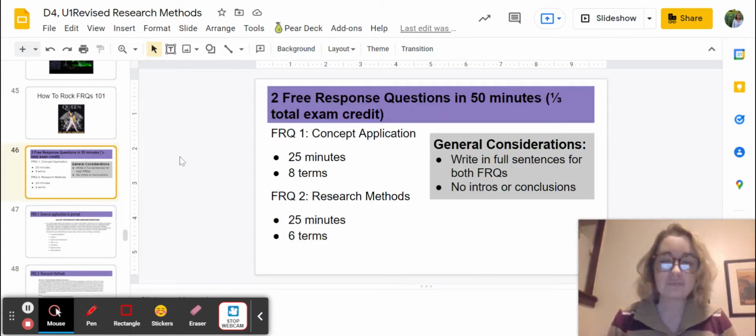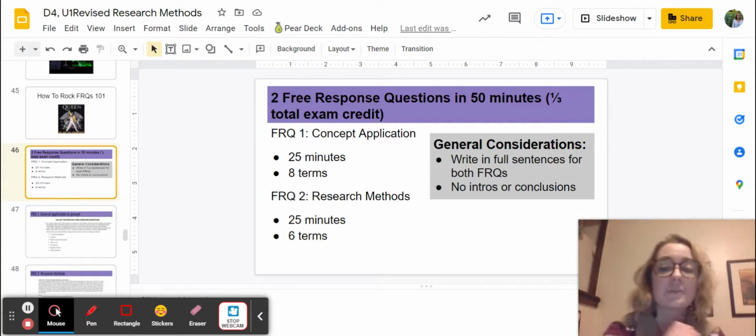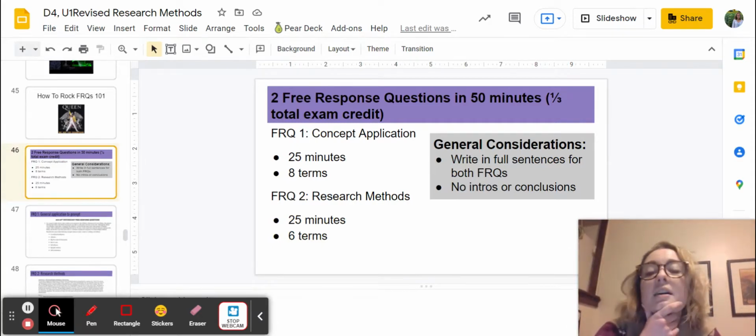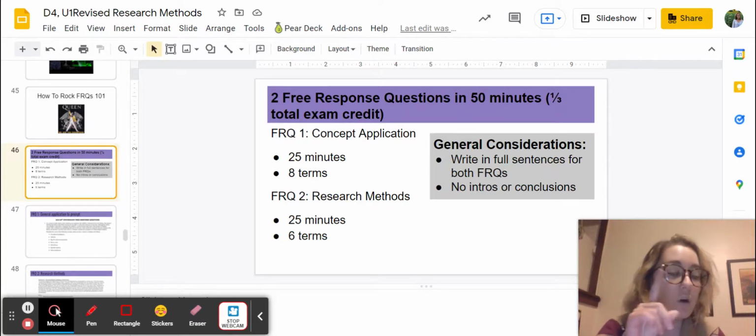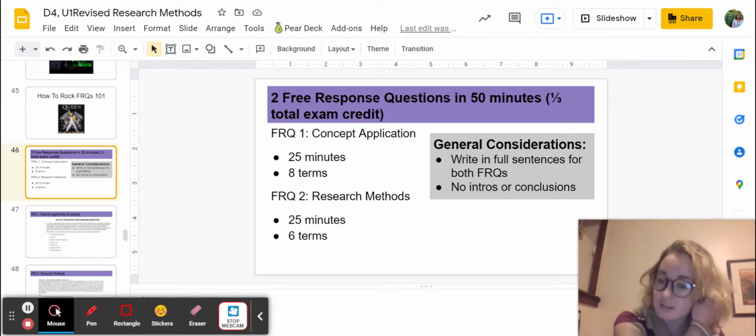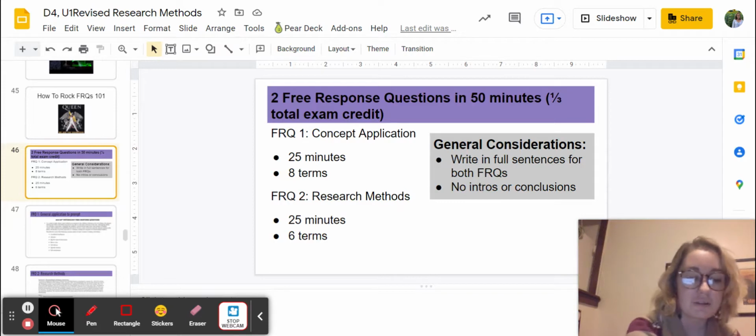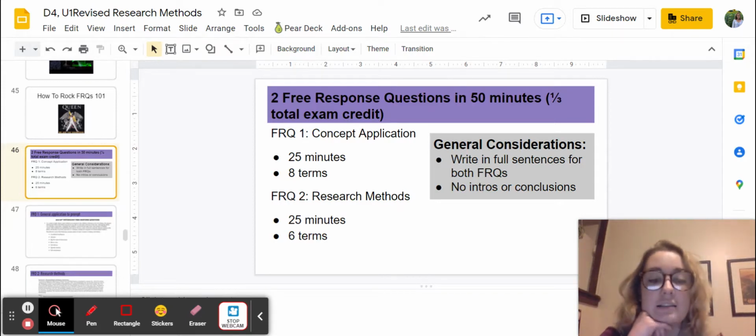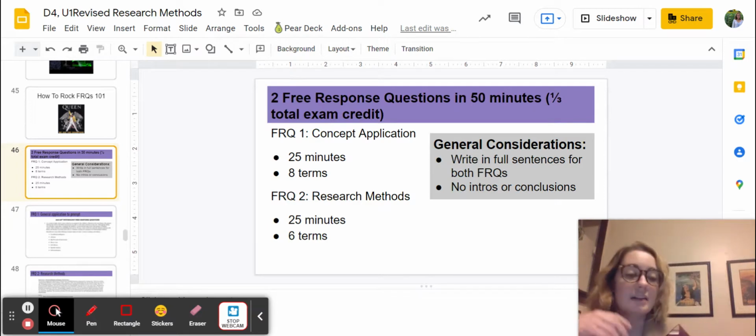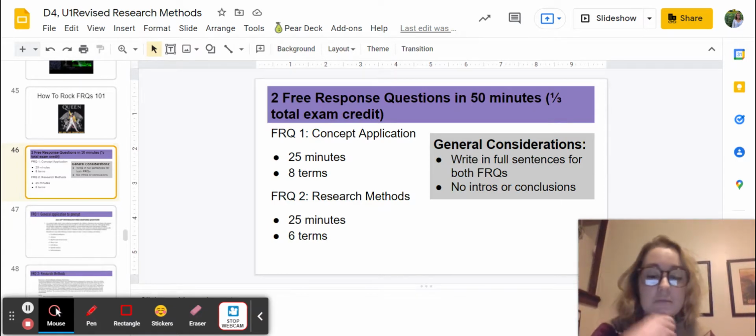Okay. So just a reminder that we do have 2 free response questions that are 50 minutes for both of those, and this is a third of your exam score. One is going to be concept application, which is very similar to what I had you do with your friend Anul for the intro questions today, in which you had 5 terms, which were all the different perspectives, and you were asked to connect how they would apply to the situation that you were given with Anul. So you're defining the term and you're applying it to the scenario.